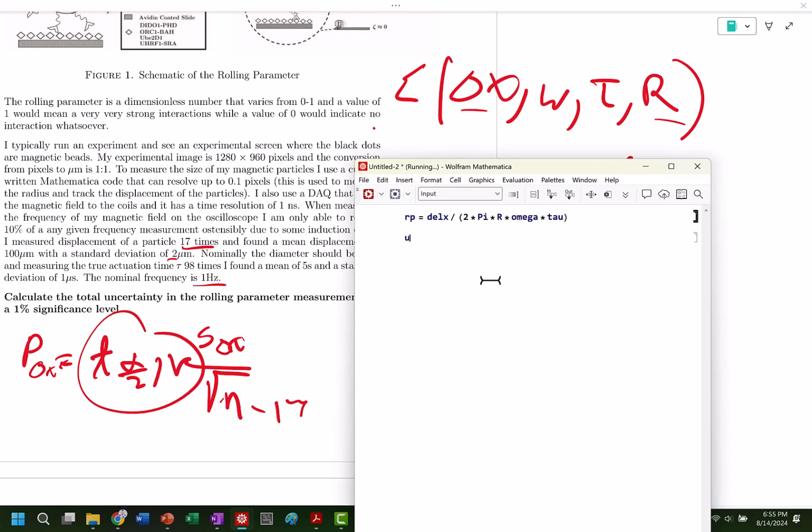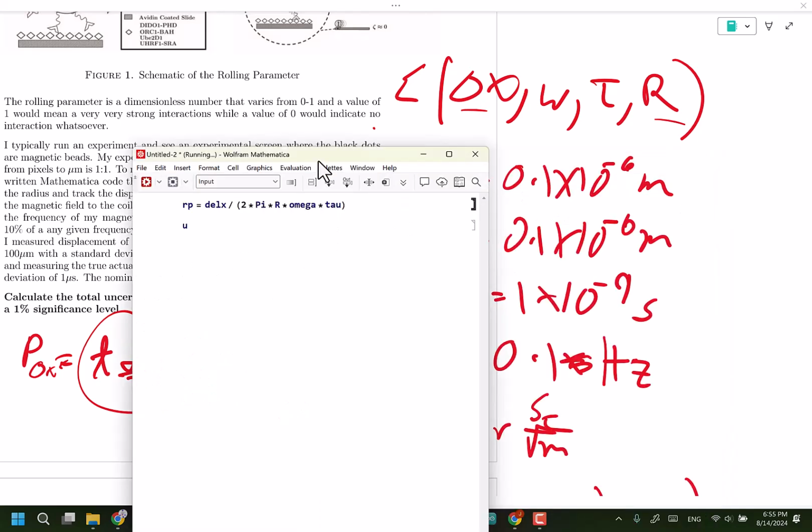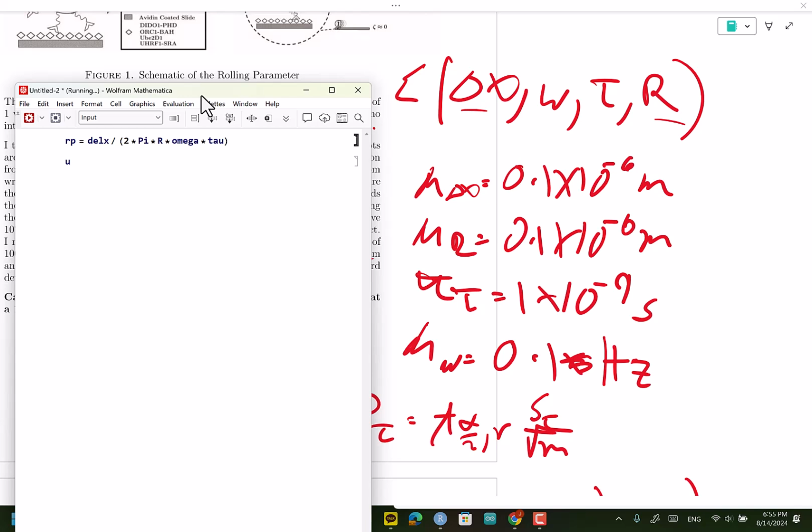So there's going to be some uncertainty in del x, which is going to be equal to 0.1 times 10 to the minus 6. There's going to be some uncertainty in r, which is going to be equal to 0.1 times 10 to the minus 6, where there's going to be some uncertainty in tau, which is going to be equal to 1 times 10 to the minus 9. And there's going to be uncertainty in omega, which is going to be equal to 0.1 hertz. So we're going to shift enter all that.